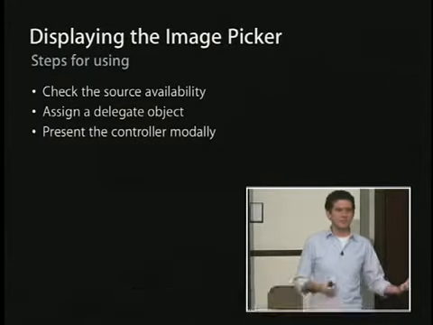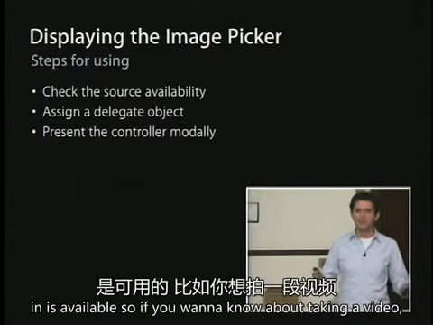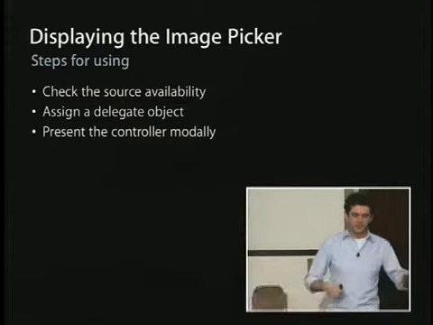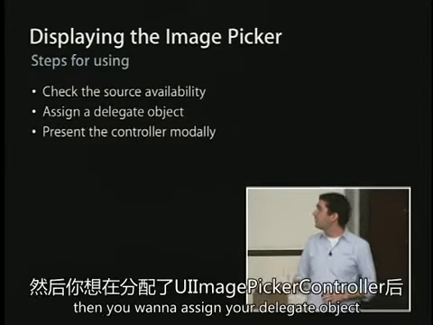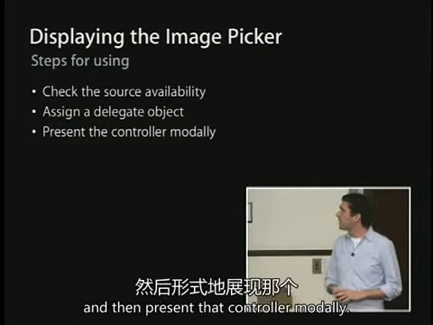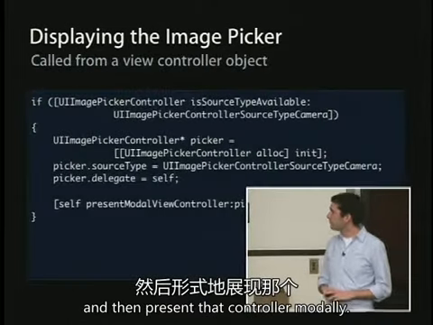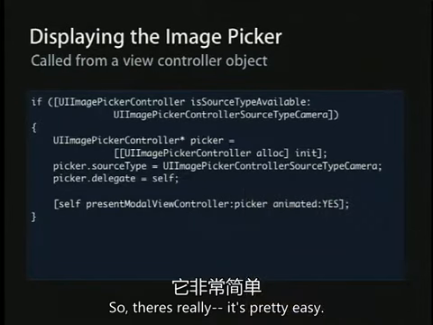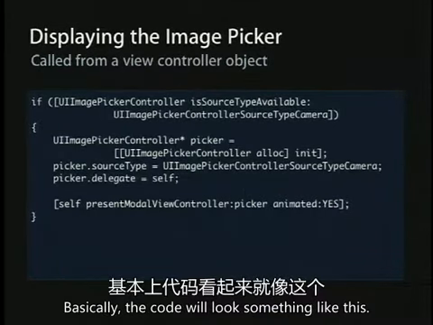Once you're sure that the thing you're interested in is available, so if you want to take a video, you've made sure that the device you're on actually has video capability, then you want to assign your delegate object after you allocate your UIImagePickerController, and then present that controller modally. It's pretty easy. Basically, the code will look something like this.